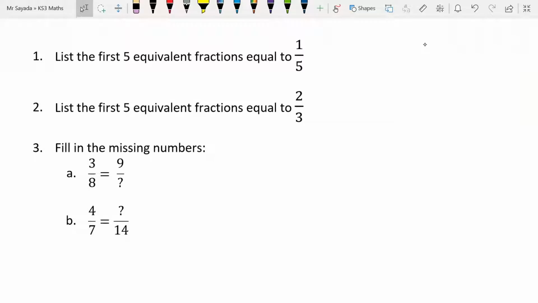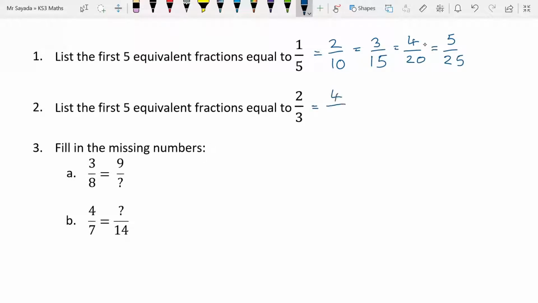You should have now done these 3 questions. I'm going to go through them. So for question 1, list the first 5 equivalent fractions equal to 1/5. So we can multiply top and bottom by 2. That gives us 2/10. We can multiply top and bottom by 3. That gives us 3/15. We can multiply top and bottom by 4. That gives us 4/20. And we can multiply top and bottom by 5. That gives us 5/25.